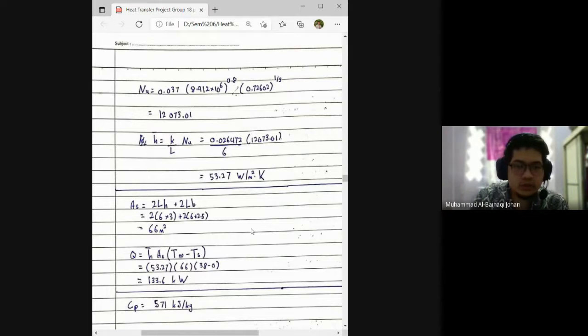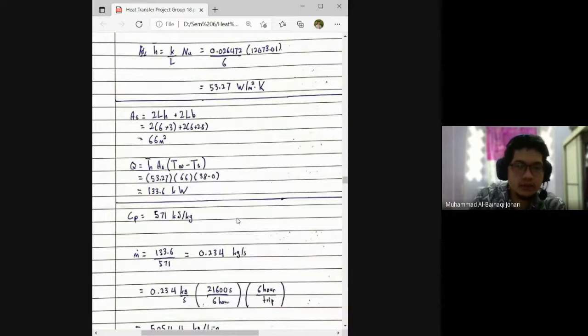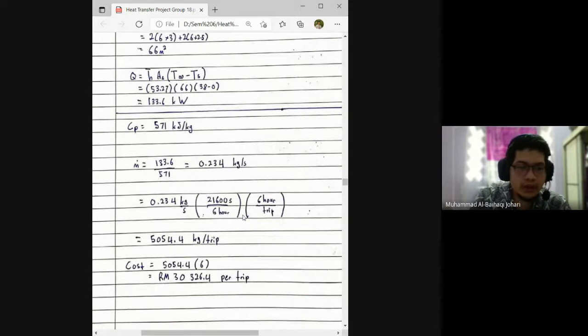That is 12,073.01, and using the Nusselt number, we can find the h, which is 53.27 watts per meter squared Kelvin. Next, we will need to find the heat transfer using the formula hA times T infinity minus T surface. Using the formula, we get that our Q for this analysis is 133.6 kilowatts.